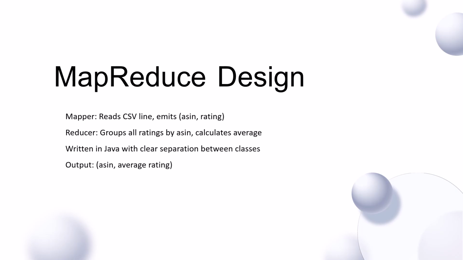My MapReduce program was written in Java. The mapper reads each line, splits it into product ID and rating, and outputs that as a key-value pair. The reducer groups all the ratings for each product, calculates the average, and outputs the final result. I kept the logic simple to focus on getting the end-to-end process working.